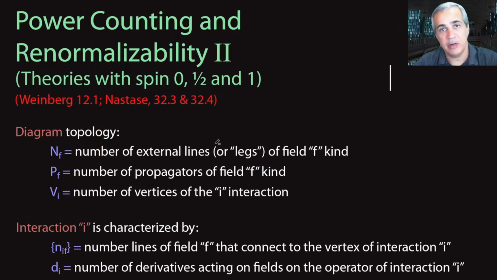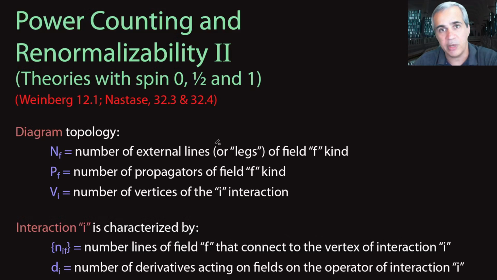Today we want to generalize this power counting we did in video 10, applied to lambda phi n theories, to more general theories that can be comprised of scalar fields, spin half fields, and vector fields, with also more general interactions between them. So now we can have not only more fields, different fields in our Lagrangian, but also more than one interaction between those fields.